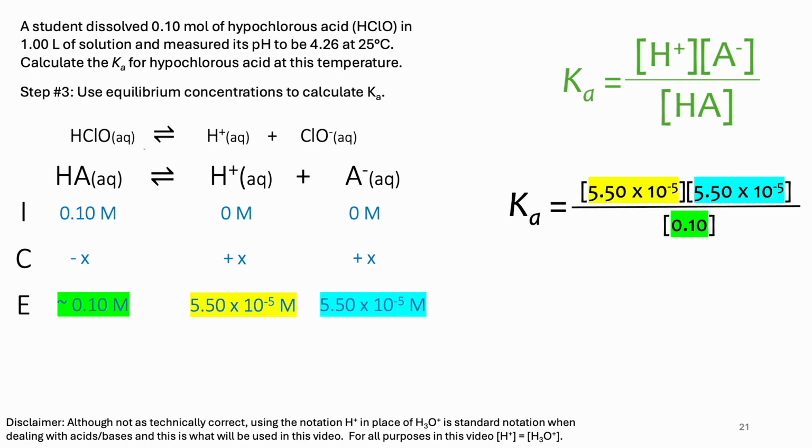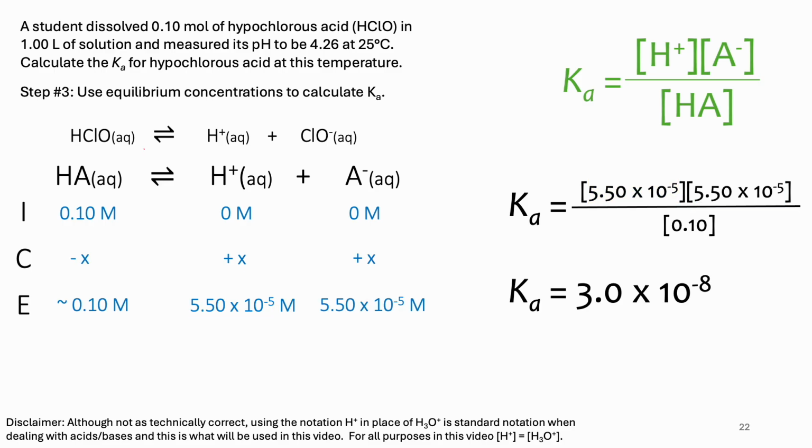So now that we know the concentrations of our reactants and products at equilibrium, we can now plug these into our equilibrium constant expression, and then you can plug this into your calculator, and what you will find is that the Ka for hypochlorous acid is 3 times 10 to the negative eighth. And when we think about comparing this value to some of the other examples we've looked at in this tutorial, hydrofluoric acid and acetic acid, what you'll notice is that this Ka value is even smaller. That's going to indicate that hypochlorous acid is even a weaker weak acid than hydrofluoric acid or acetic acid.